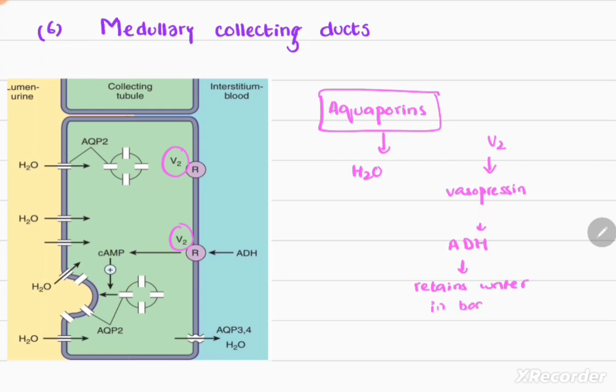So what will happen if we block these receptors? There will be loss of water from the body. This is a pretty straightforward mechanism, that we have receptors which are known as V2 receptors, vasopressin receptors, and they are called V2 receptors because we also have other kinds of vasopressin receptors in the body. V2 are in the kidneys, and V1 and V3 are distributed throughout the body. So these V2 receptors will affect the aquaporins, and they will cause the influx of water. So this is how they retain water in the body.